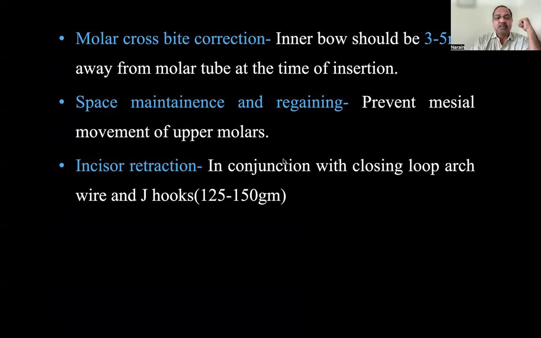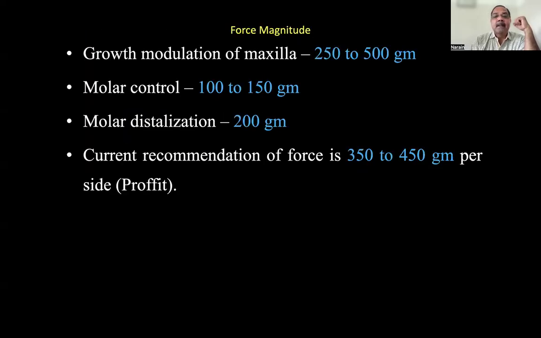Headgears, other tooth movements with headgears: they can be used for molar crossbites by expanding the inner bow by about 3 to 5 millimeters. They can be used for space maintenance or space regaining, as I said, in distalization, and also for retraction of anteriors by using J hooks by giving at least 125 to 150 grams of force.